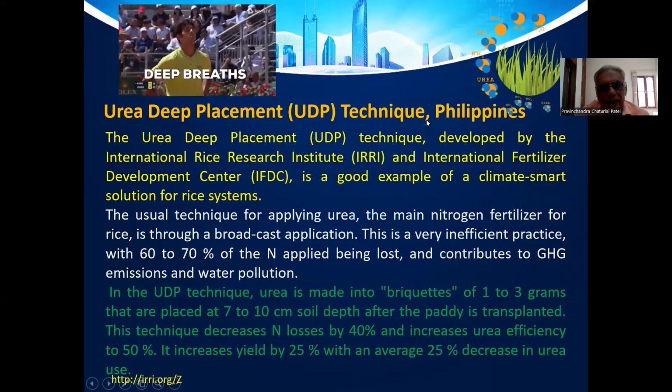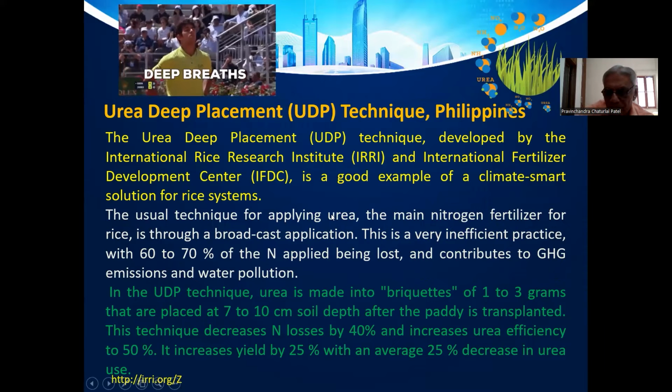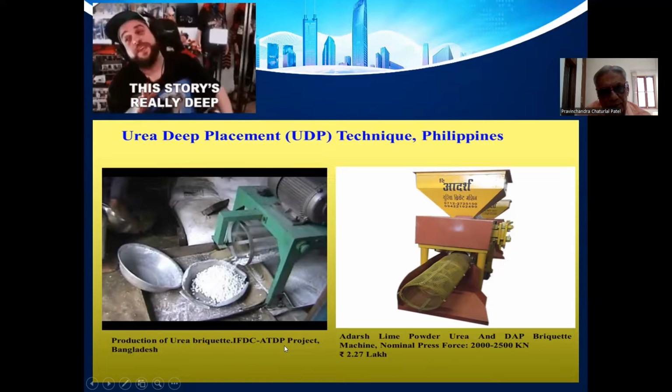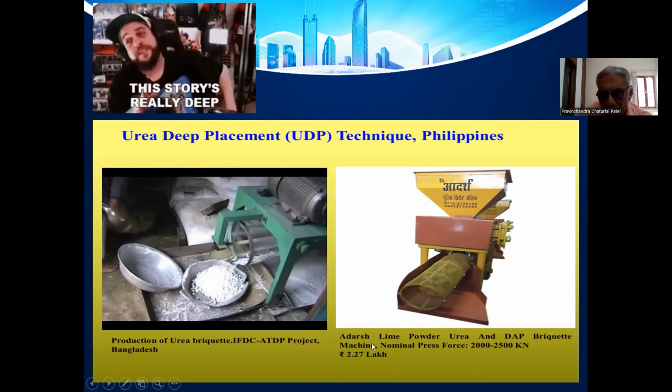So the urea displacement technique, developed by the International Rice Research Institute. So we have seen this. Then the urea displacement technique, Philippines. So here you can see the production of urea briquettes, IFDC UDP project, Bangladesh. They prepare the briquettes from the urea and apply them at 8 to 10 centimeter depth of the soil after transplanting of the paddy crop.